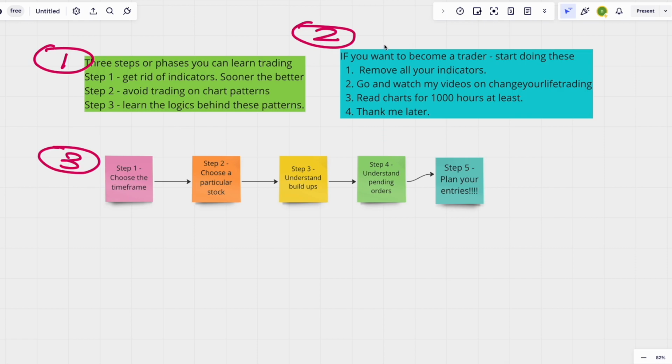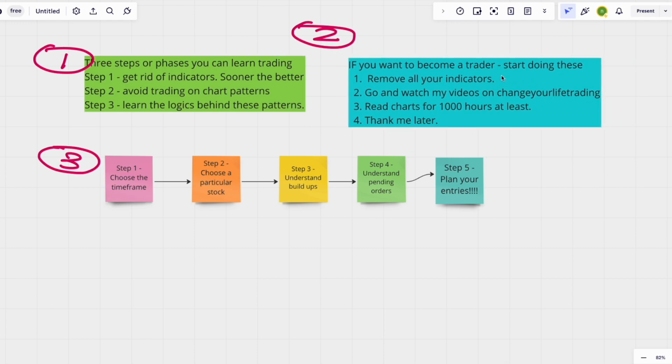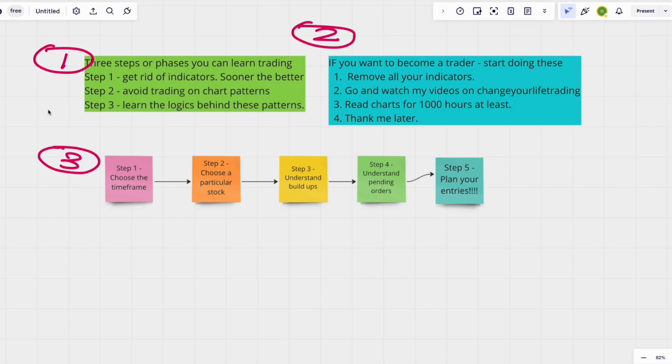Now coming to phase 2. If you want to become a successful trader, start doing this. The step 1 is similar. Remove all your indicators from your chart. Because if you are going to choose trading as a profession, you're not going anywhere learning indicators. Okay?